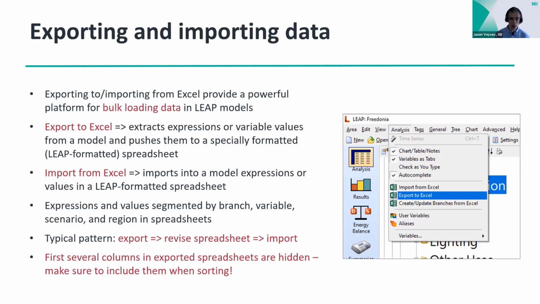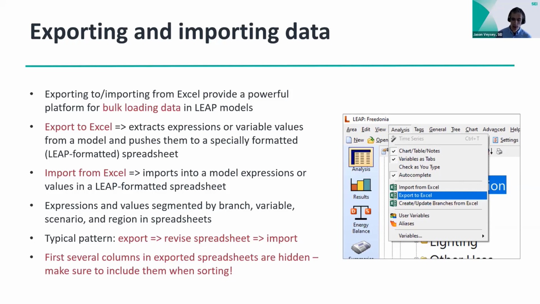The pattern that gets used is that typically you would set up your branch structure in LEAP. You would do an export that would create a LEAP formatted spreadsheet for you with whatever values are in the model at that moment. You could then revise that spreadsheet by copying and pasting data from other sources or writing formulas in Excel to get the expressions that you wanted. And then you would import the spreadsheet back into LEAP. And I'll show you an example of this in a second.